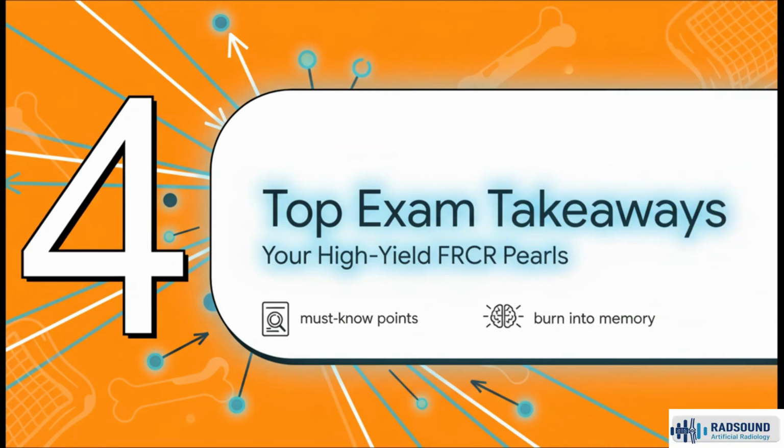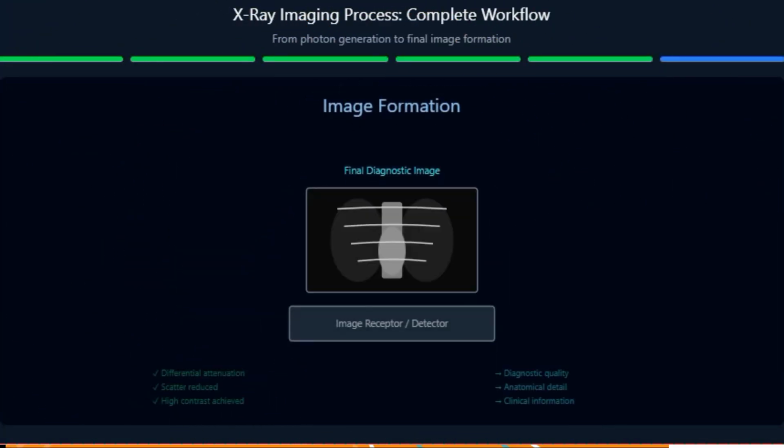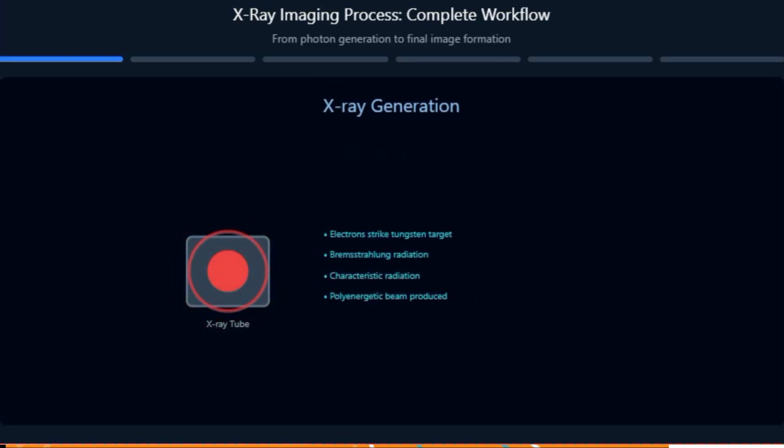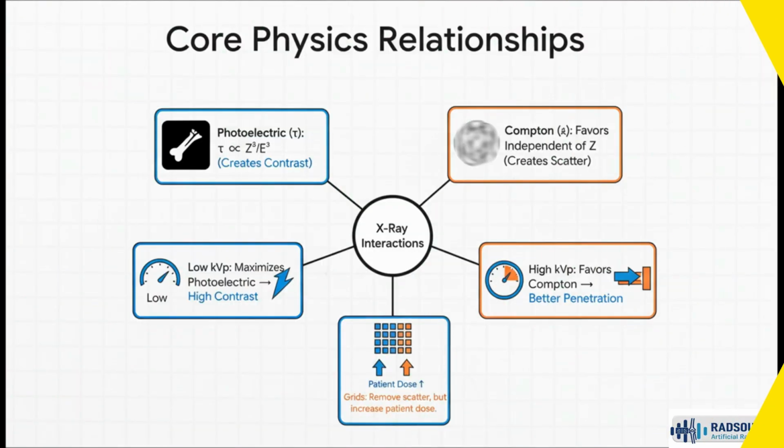Okay, let's bring it all home. We're going to wrap this up with the absolute must-know high yield points for your exam. If you forget everything else from this talk, please, just burn these next few points into your brain. This is the stuff that matters. Here it is, all on one slide. Let's run through it fast.